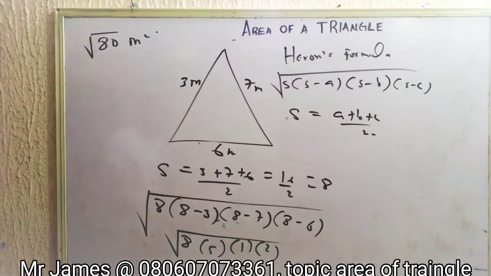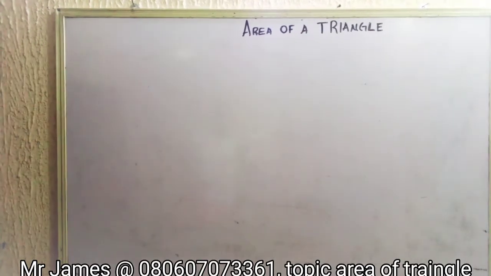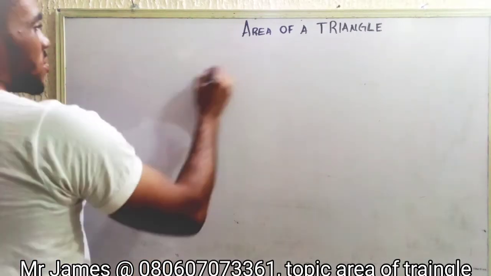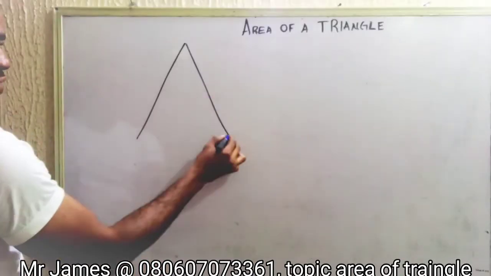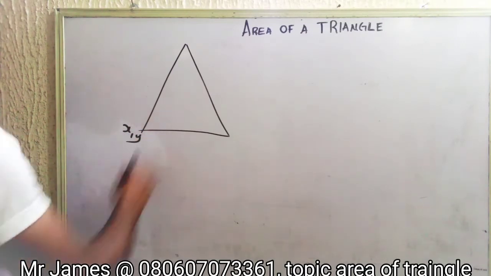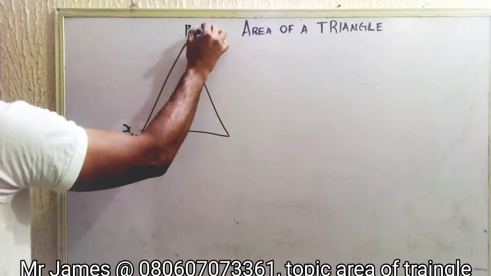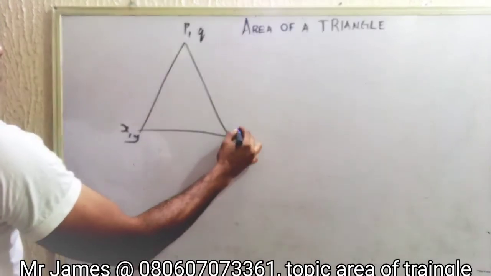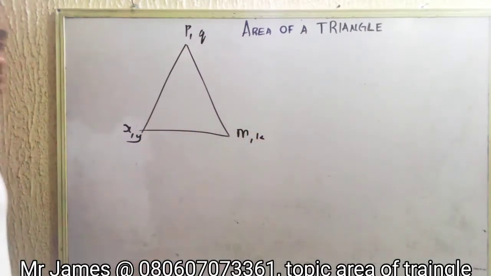Now looking at the fourth case of that triangle. For the fourth case, you will not be given any of the sides, but rather the triangle will be given to you in coordinate form. Let me say here are coordinates x and y. We have coordinates p and q. We have coordinates m and k. You normally obtain this kind of coordinate question whenever you plot maybe a shape on a graph. You have this triangular form.